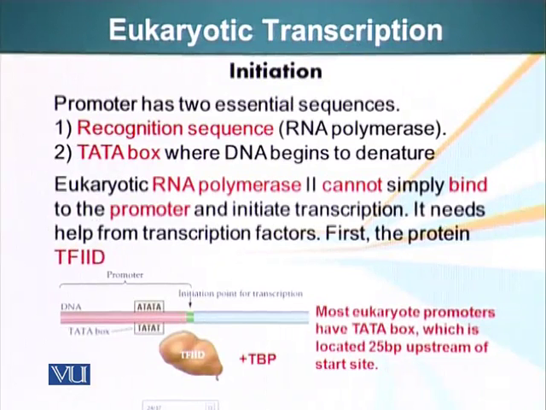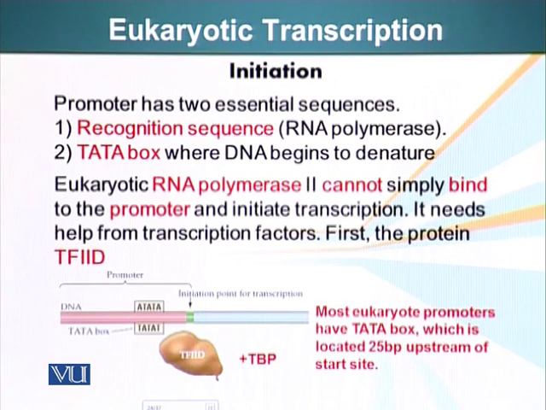First of all, the promoter has two essential sequences: a recognition sequence where RNA polymerase binds, and the TATA box where the DNA begins to denature. The TATA box, as the name implies, is a region of DNA rich in the nucleotides T and A, and it is about 25 base pairs upstream of the start site where transcription will start. As I mentioned, eukaryotic polymerase cannot bind the promoter and initiate transcription. It needs help from transcription factors.